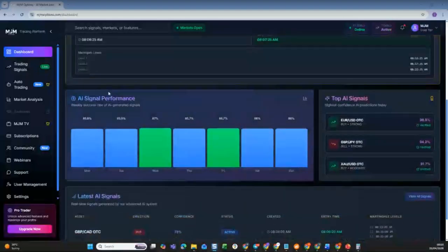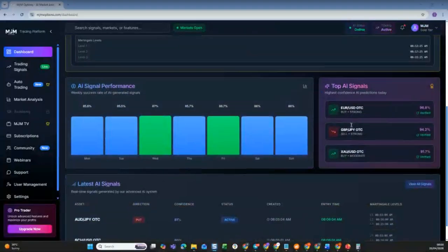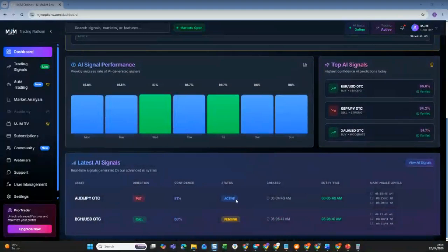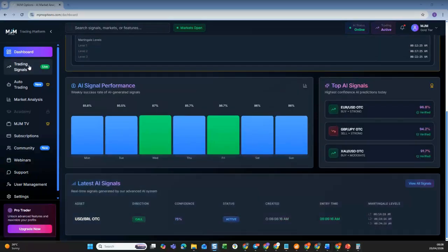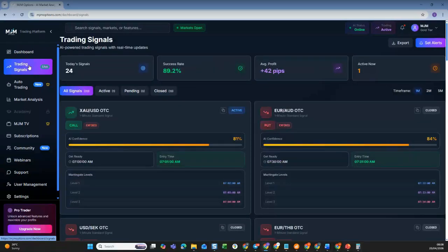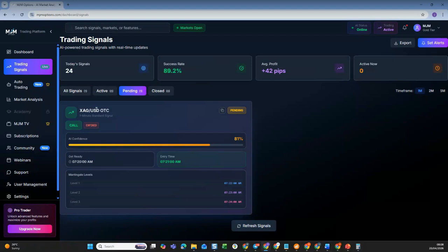Now, here is the AI signal performance for the last 1 week. Here is the top AI signals. Here is the latest AI signal. This is like a notification bar for signals. Here we have the trading signals. This is the other side of the AI where you can take signals from. You have the pending. That is where you go to for current signals.